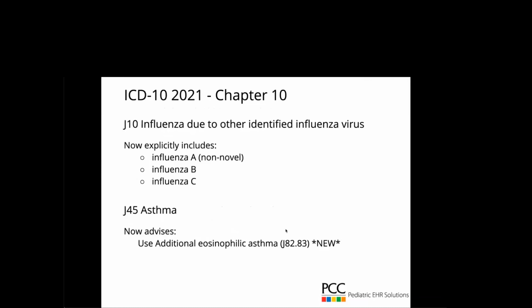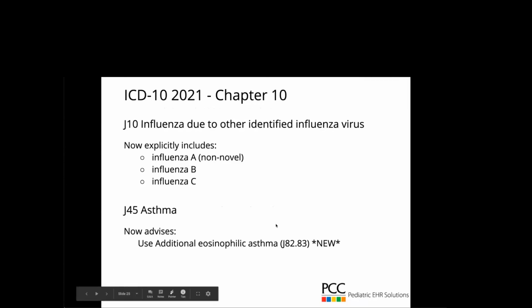Continuing chapter 10, J10, influenza due to other identified influenza virus, now explicitly includes flu A, flu B, and flu C. And the flu A is specified as being non-novel. So the also known as, or otherwise known as, phrase for J10 now includes these 3 organisms. It is now explicitly stated and understood.